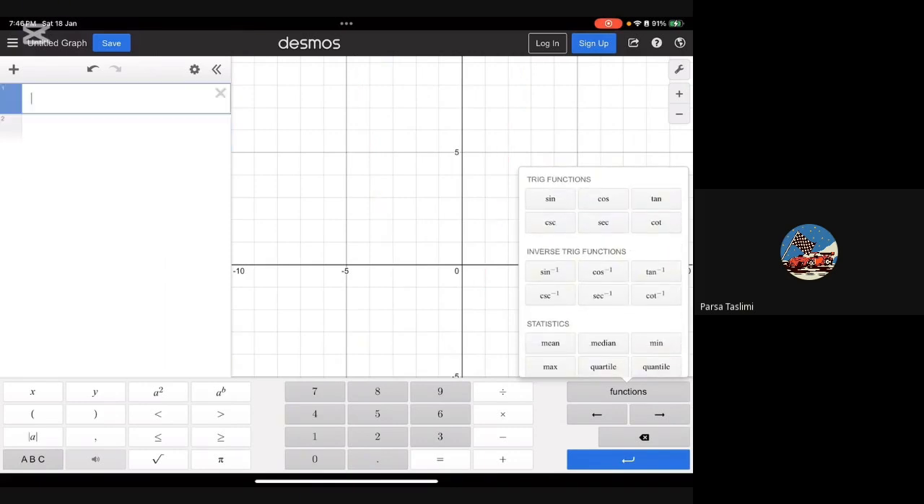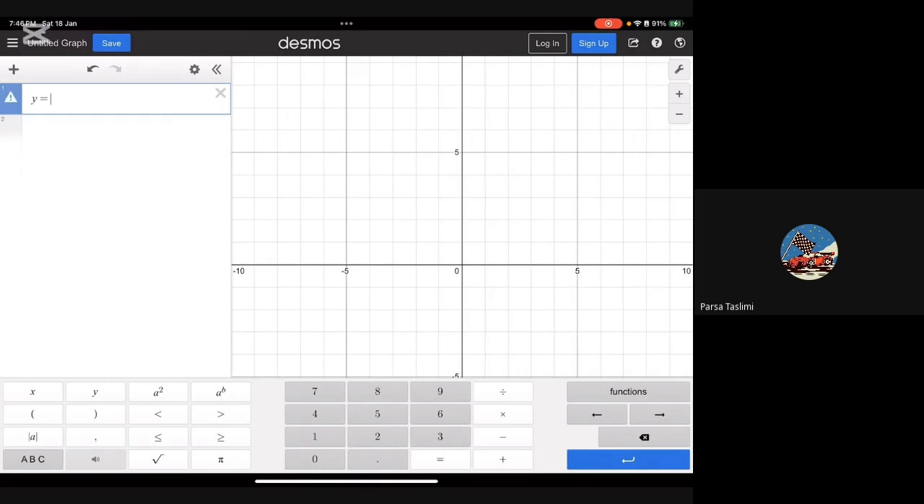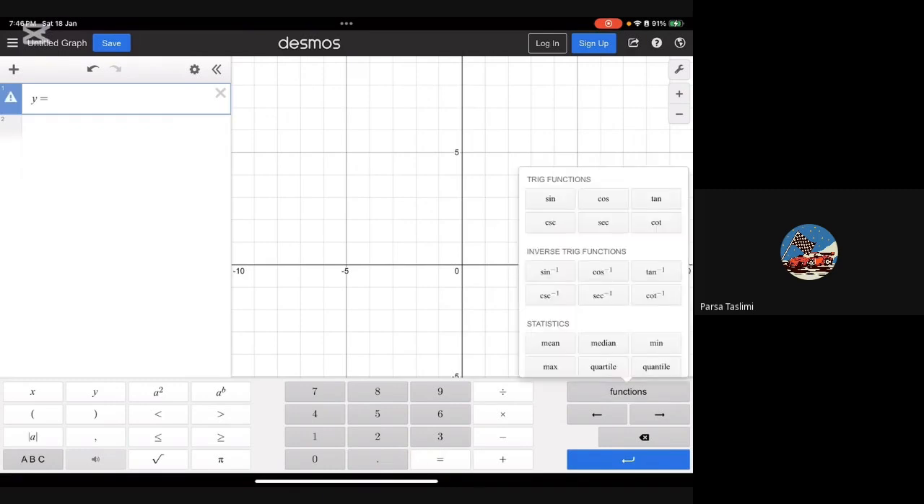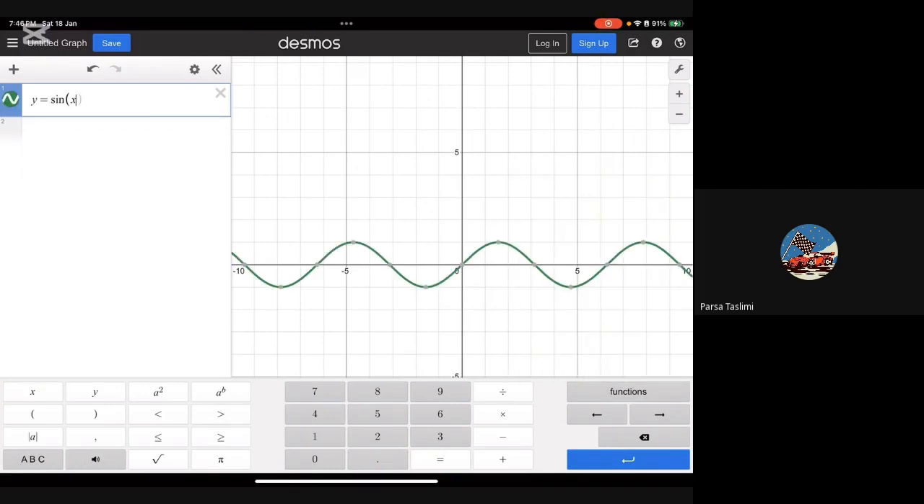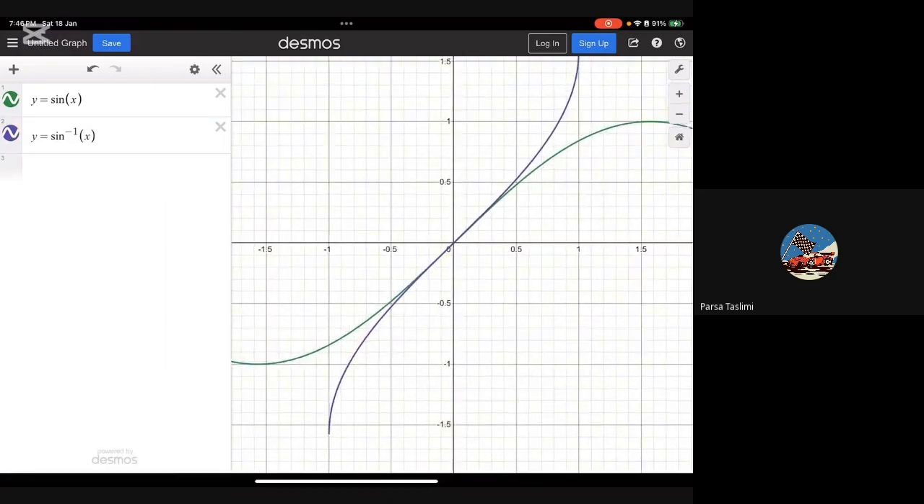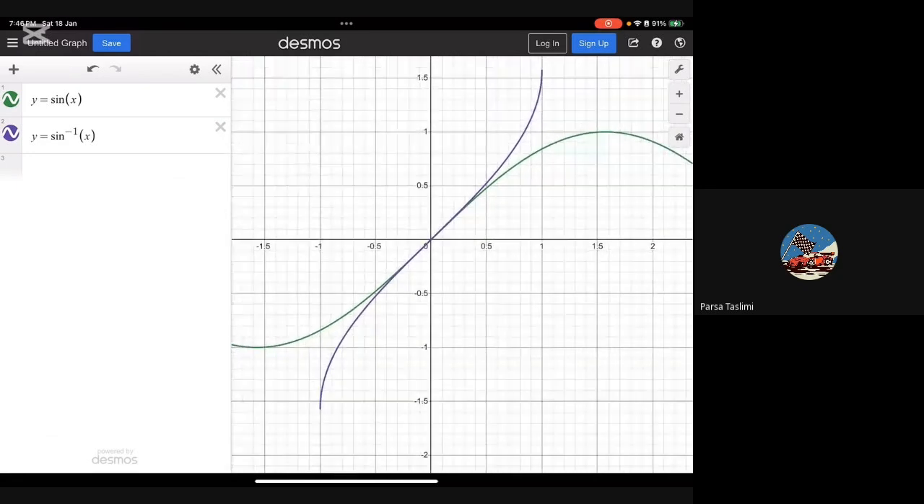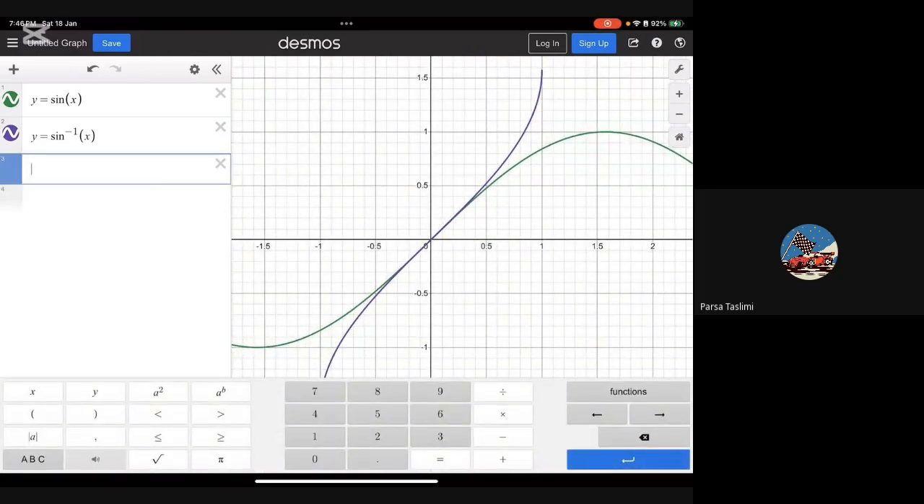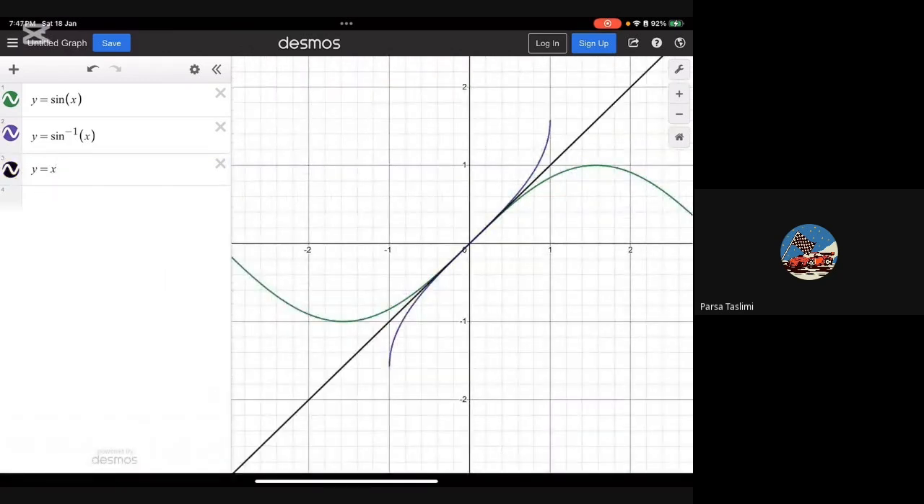Why don't we explain it using this? y is equal to sine x. Okay. And the other graph can be y is equal to sine inverse of x. Okay. Notice just this part. And I'll write down the line y is equal to x. And this, we can make it dotted.